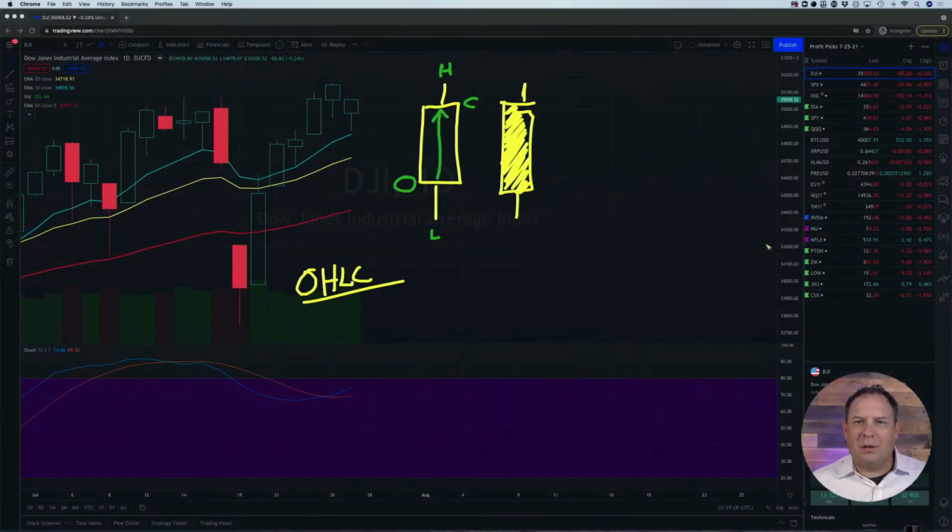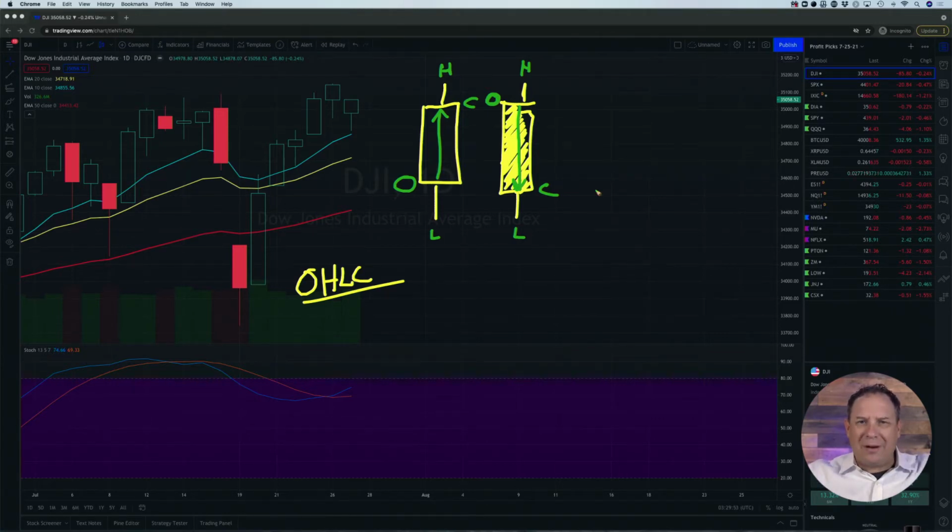If I zoom in just a little bit here, the high of the day is still going to be marked with that little line on top. The low price of the day is still marked with a little line on the bottom. But here's the difference. Our opening price is actually at the top of the candle body, and we draw down to the closing price. You see that right there? Hopefully that makes sense and you can see that. That, ladies and gentlemen, is how we construct our candlesticks.